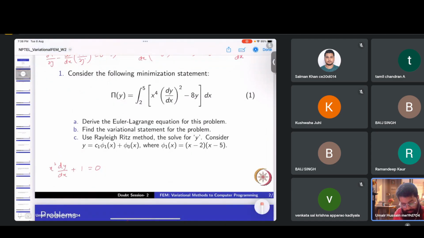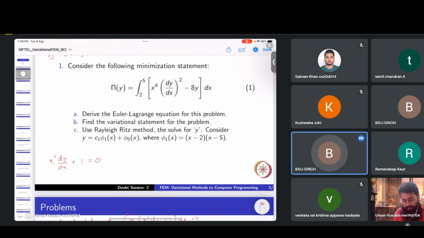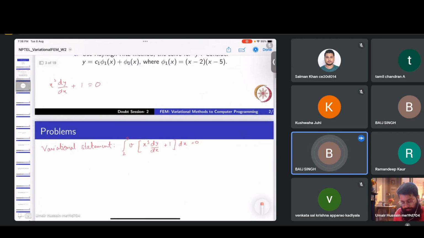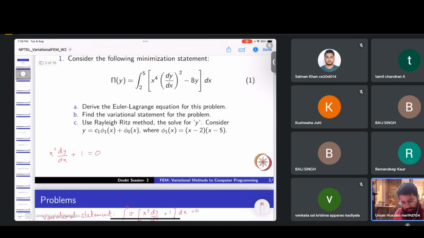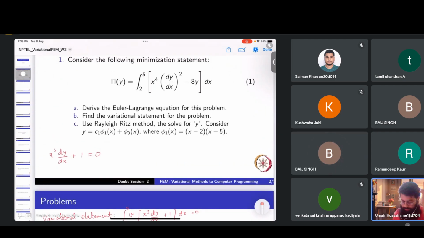So we need to specify the essential boundary condition. y at x equal to 2 is equal to 2, and y at x equal to 5 is equal to 5. So we know the integral limits here. The variation at x equals 2 and x equals 5 would be equal to 0. Then we have phi naught as 2 by 3 times (5 minus x) plus 5 by 3 times (x minus 2).